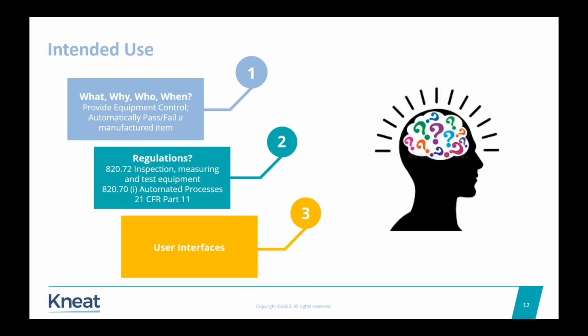I'd be looking to myself to go, right, if that's what this part of the system is doing, I want to make sure that I test that correctly. So I would see that as pretty high risk. So the next one then would be regulations, right? So again, you have 820.72, inspection, measuring, and test equipment. Okay, 21 CFR 820, automated process, 21 CFR Part 11, etc.